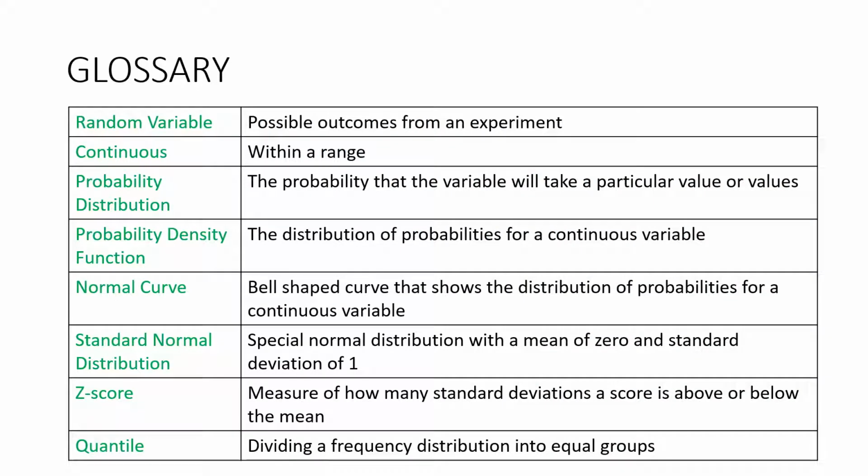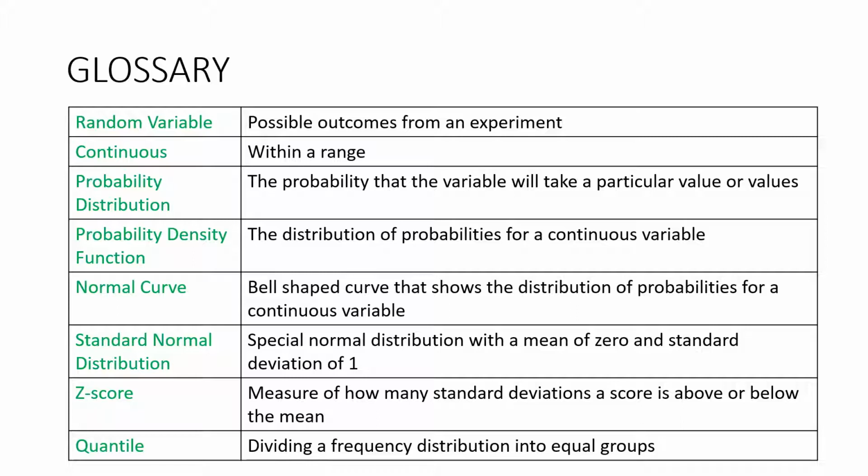Okay, we're done. So here's some of the words that we learnt in this topic. A random variable is the possible outcomes from an experiment. Continuous means within a range. Probability distribution is the probability the variable will take a particular value or values. Probability density function is the distribution of probabilities for a continuous variable. Normal curve is a bell-shaped curve that shows the distribution of probabilities for a continuous variable.